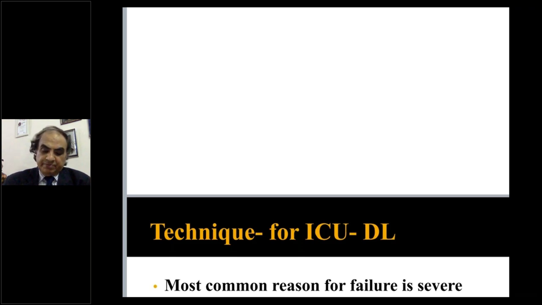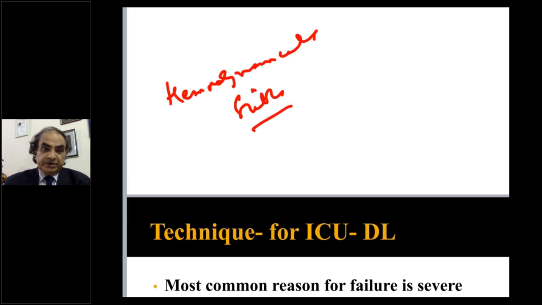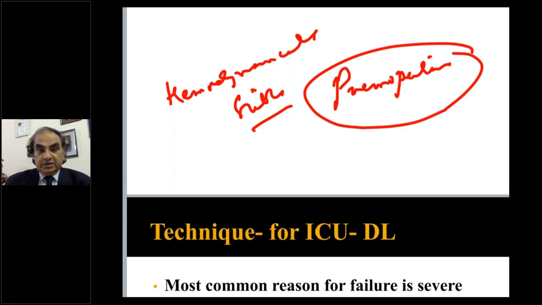But the patient has to be, I'm touching it again, hemodynamically stable. Whether you're doing it under local or under GA, some sort of pneumoperitoneum is actually needed to make it into a safe procedure. And the patient has to be hemodynamically stable.